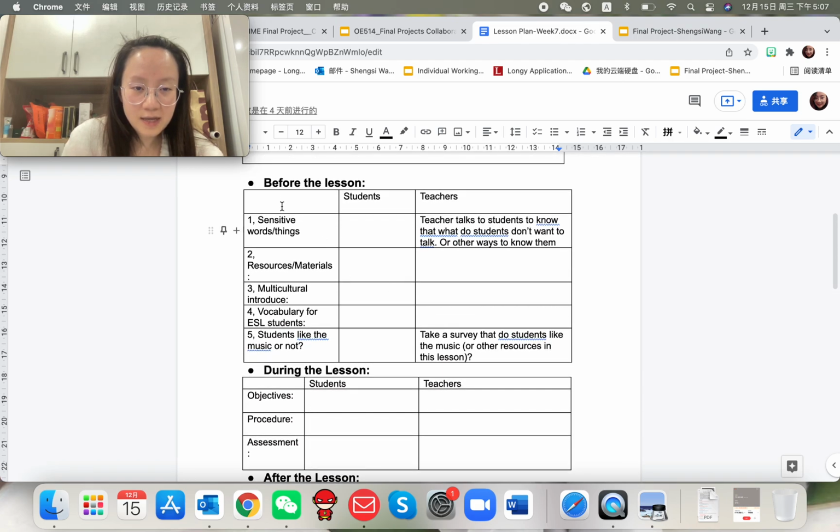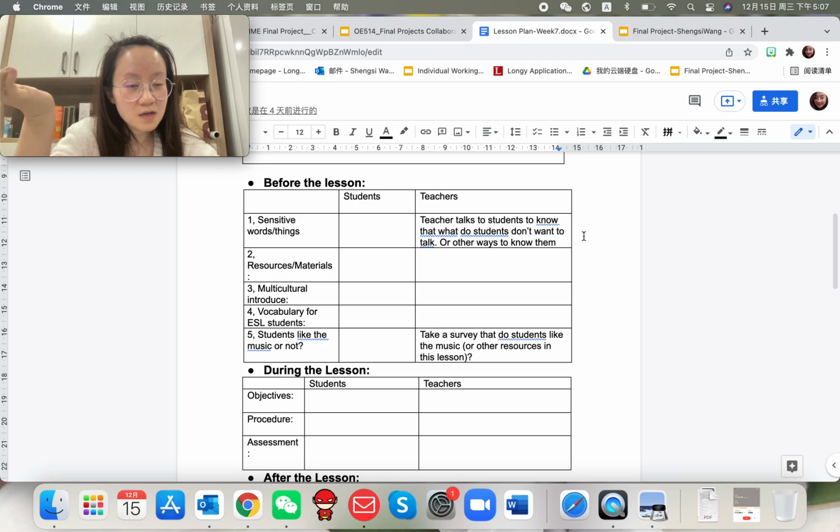And then the next one is before the lesson. I think before the lesson, as a teacher, we need to talk to students to know what the students don't want to talk about, which means sensitive words or things, or other ways to know them. For example, we can talk to students or just write letters to students and communicate with them. And we can know what the students don't want to talk about in the classroom.